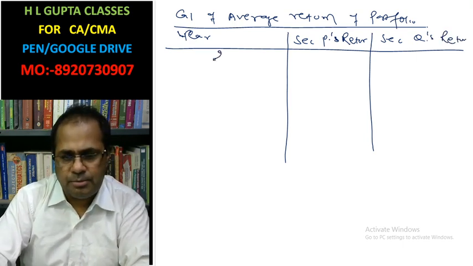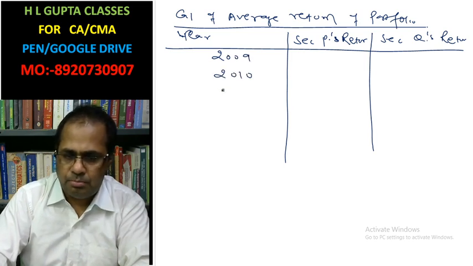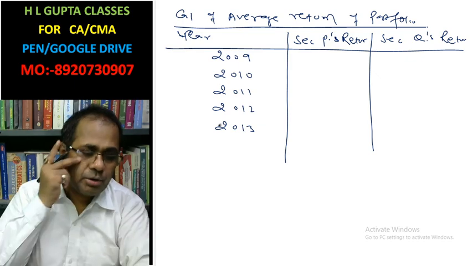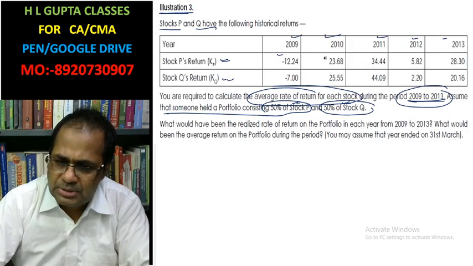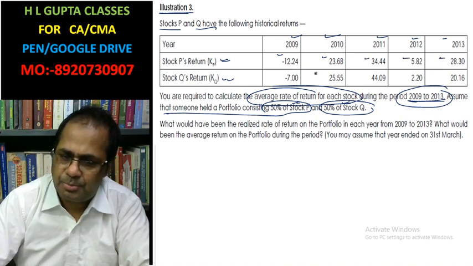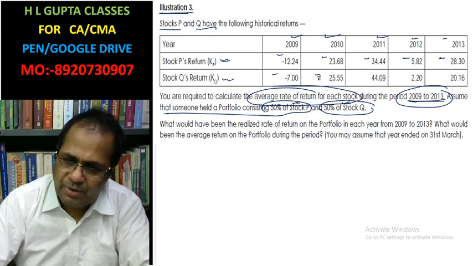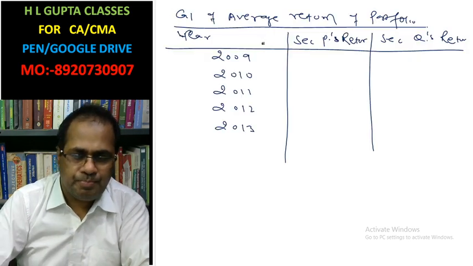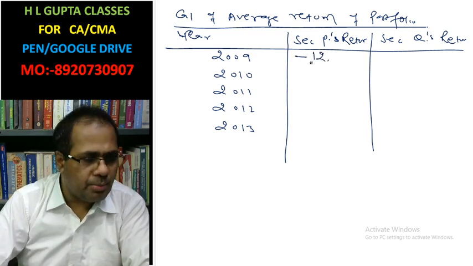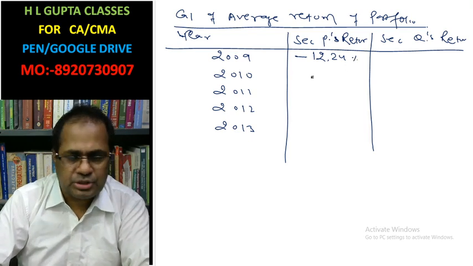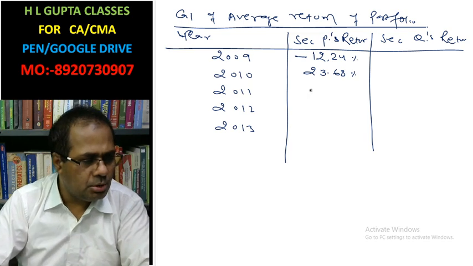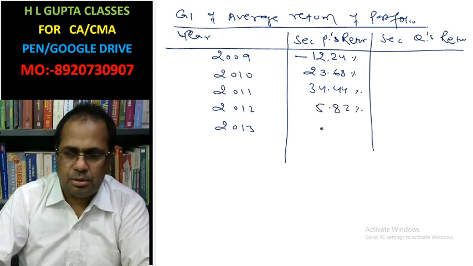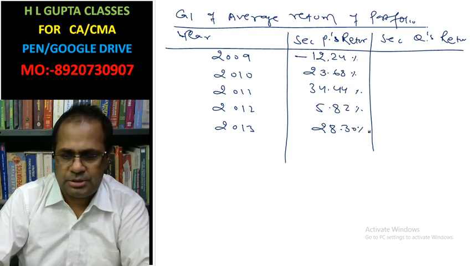Years 2009, 2010, 2011, 2012, 2013. What returns are given here? Please look. For P: minus 12.24%, 23.68%, 34.44%, 5.82%, 28.30%.